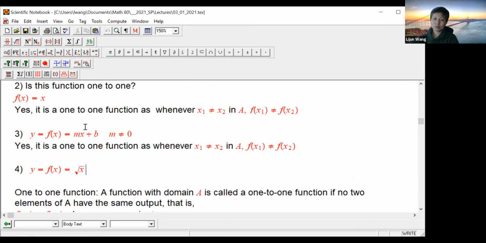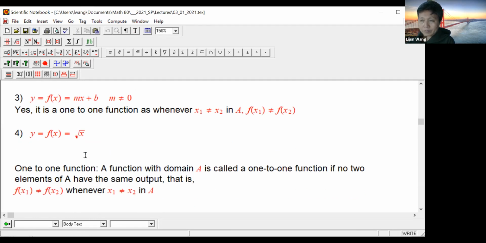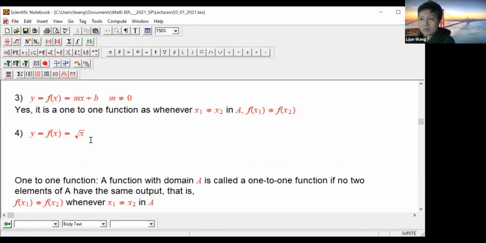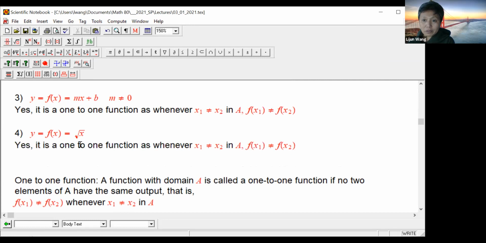The domain is all non-negative numbers, x is greater than or equal to 0. The range is greater than or equal to 0. Is it a one-to-one function? Yes, it is a one-to-one function as well, because if any two inputs are different, you take the square root, and they're still not the same, right? So it is a one-to-one function as well.